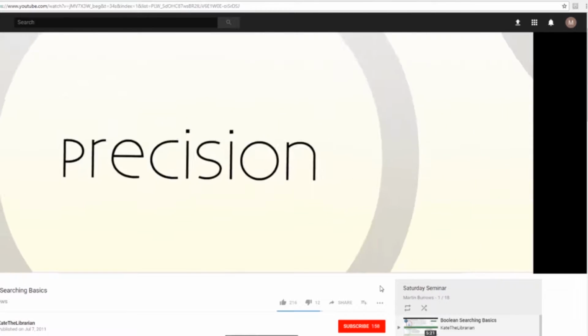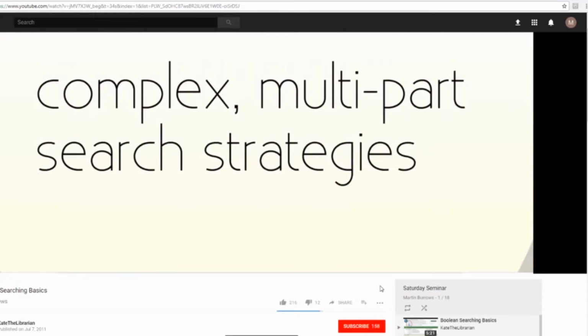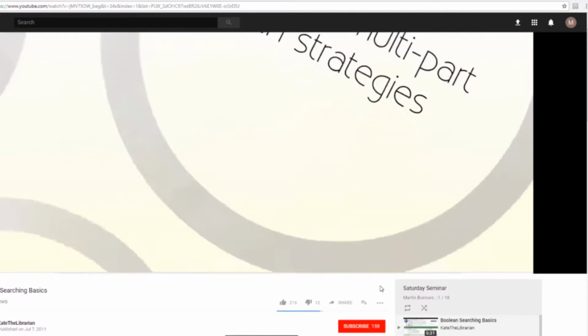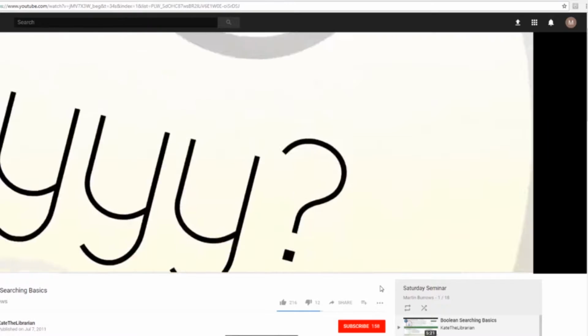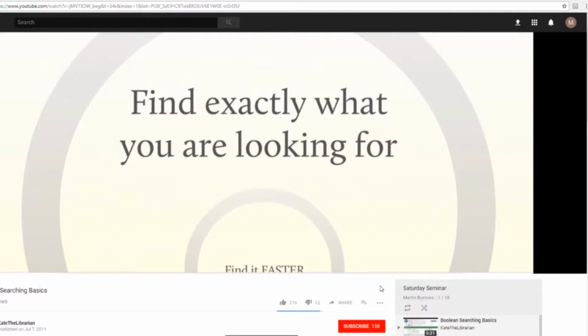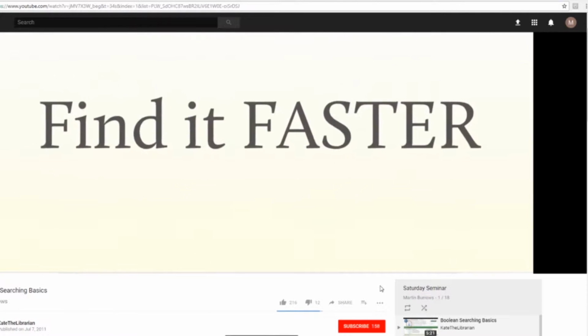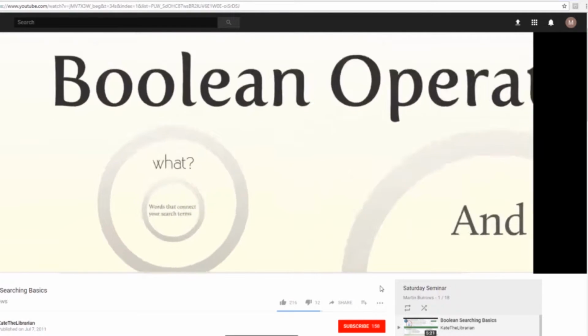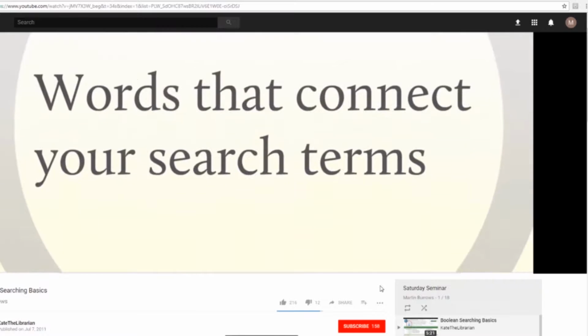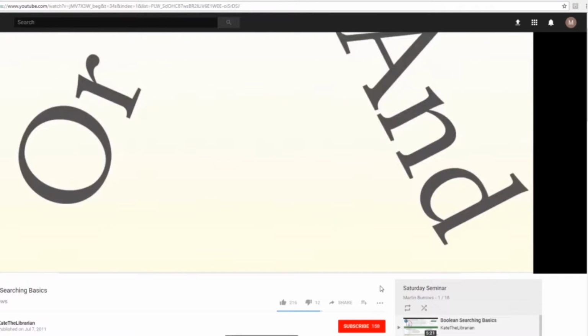This helps improve the precision of your searches. It allows you to form complex multi-part search strategies, and it will just allow you to have more sophisticated searching techniques. Most importantly, though, it helps you find exactly what you are looking for and find it faster. So let's take a look at some of the common Boolean operators. Now, if you don't know what that means, Boolean operators are words that you use to connect your search terms. The most common Boolean operators are OR, AND, NOT.